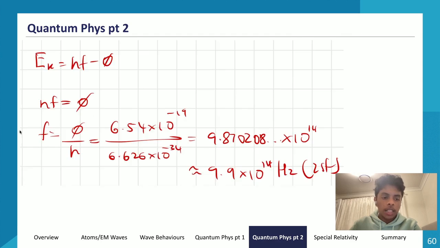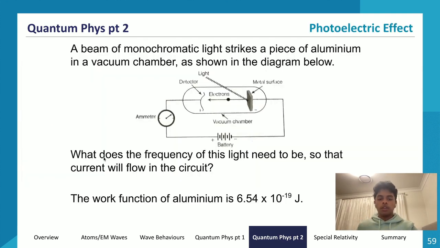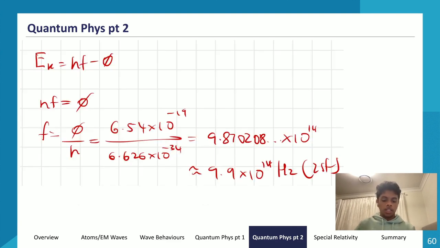So at the threshold frequency, hf is equal to the work function. So f is equal to the work function divided by h. The work function is 6.54 times 10 to the power of negative 19. What is h? h is 6.626 times 10 to the power of negative 34. We get a value of 9.8702 times 10 to the power of 14, which is approximately 9.9 times 10 to the power of 14 hertz. So that is the frequency we need to supply for a photocurrent to be observed within that circuit.